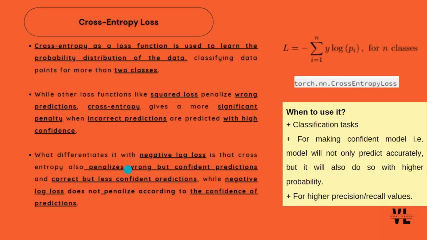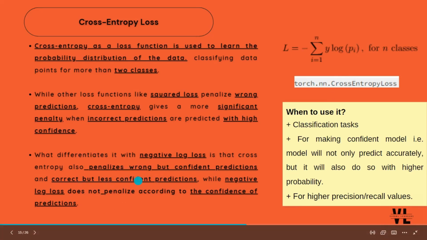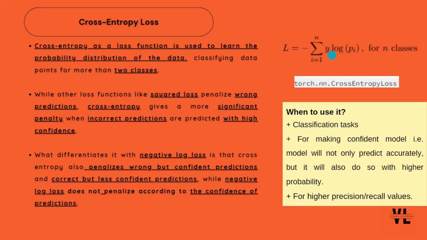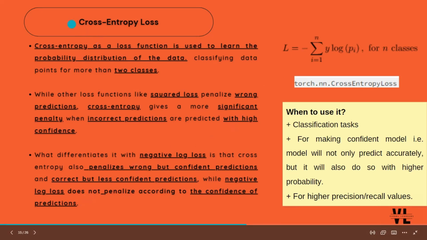So if the prediction is incorrect, which means our prediction is not matching the target variable, the confidence of our model, so wrong but confident predictions, must not be high. If we get a higher confidence for incorrect predictions, it will be penalized. And also, if we get correct predictions but with less confidence, then it's going to be penalized as well. But the negative log loss function does not penalize according to the confidence of predictions. So it doesn't give any weight to the confidence of the predictions when compared to the cross-entropy loss.